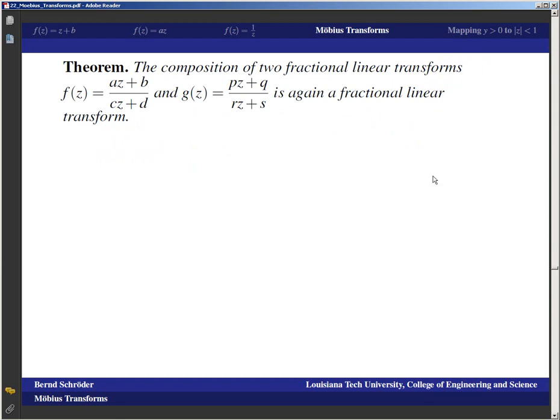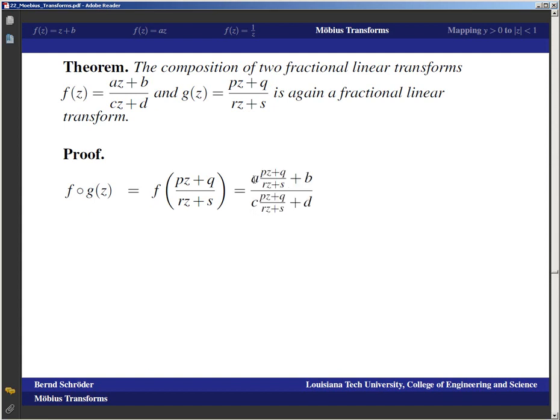Well, we want to show that these Moebius transforms are closed under compositions. So we want to show that the composition of two of these guys is again a fractional linear transform. Alright, well, first of all, we just have to bite the bullet and explicitly work with the composition. So f composed with g is f of (pz plus q) over (rz plus s). We just substitute that in, right? This is a times whatever is inside plus b over c times whatever is inside plus d, and whatever is inside is just this complicated expression.